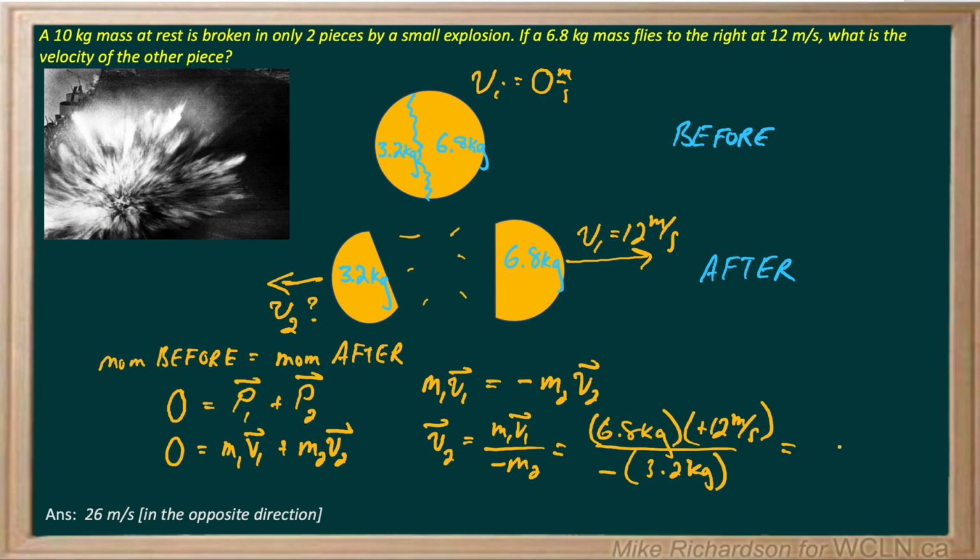And when I do that, I get a value that's negative 25.5 meters per second. And we interpret this negative as it's moving in the opposite direction. So with significant figures, 26 meters per second in the opposite direction.